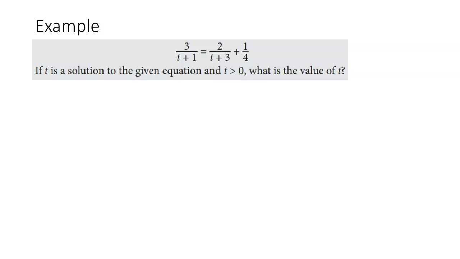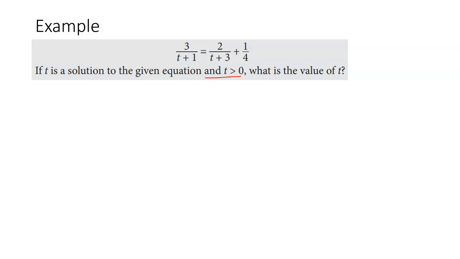All right? This one's a doozy. So I've got this rational equation. If t is a solution to the given equation and t must be greater than 0, what is the value of t? So this right here tells me I'm probably going to end up with more than one answer. I want to pick the one that's positive.